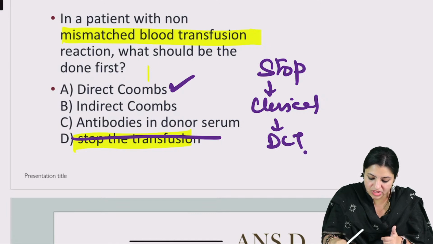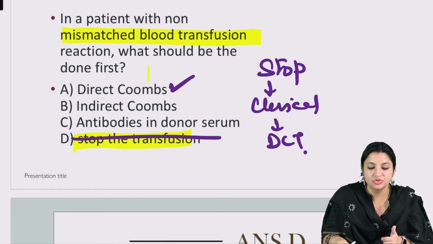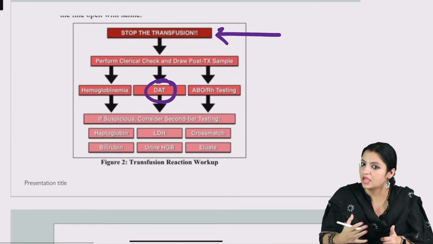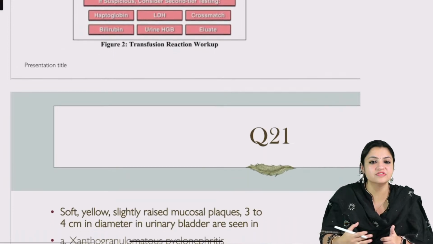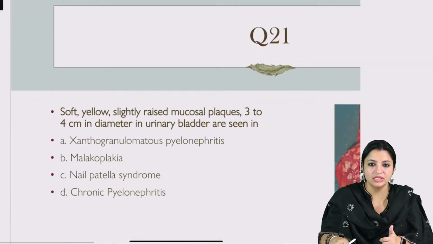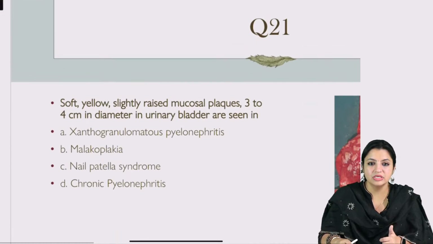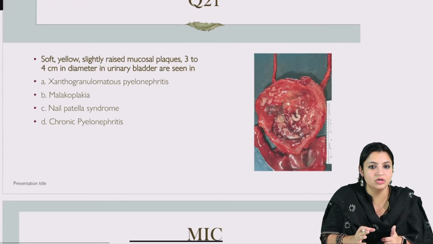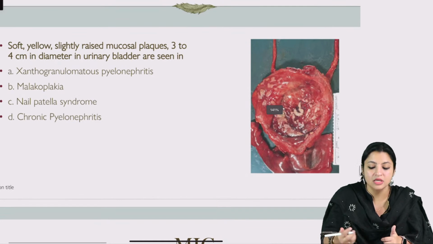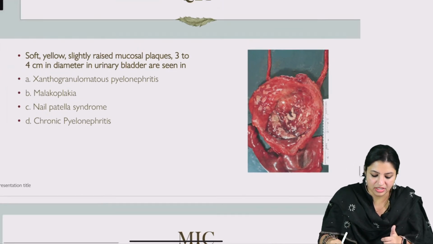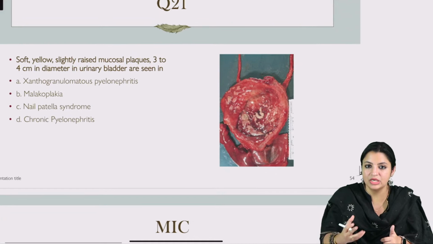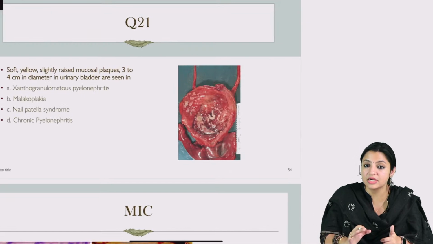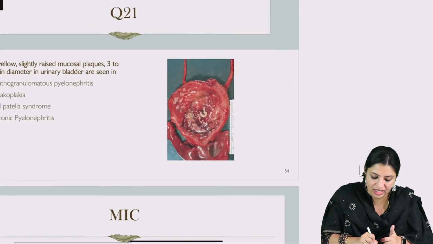Thank you guys. Perfect. Now let's come to question number 21. Question number 21 is a bladder question. Bladder is again a very important topic that can be asked in your NEET PG and INI-CET exams. So let's look at this lesion. This person has soft yellow raised mucosal plaques approximately 3 to 4 centimeters in diameter in the urinary bladder. They ask what the diagnosis is. Whenever you see these kinds of mucosal plaques, you should be clear that they are very characteristic of malacoplakia.